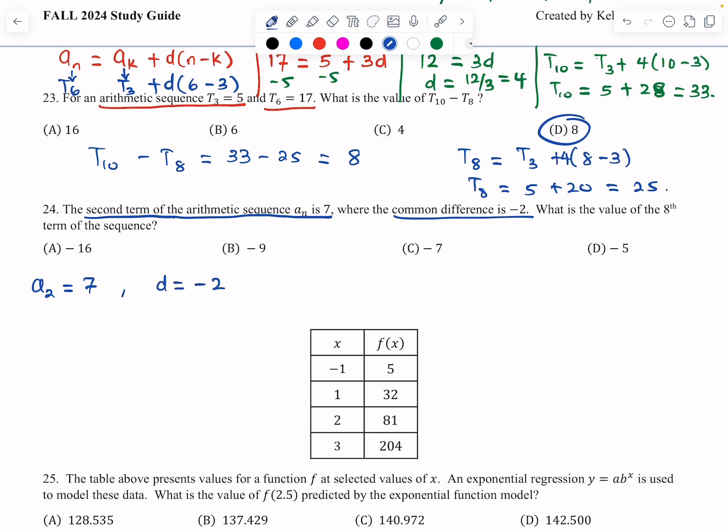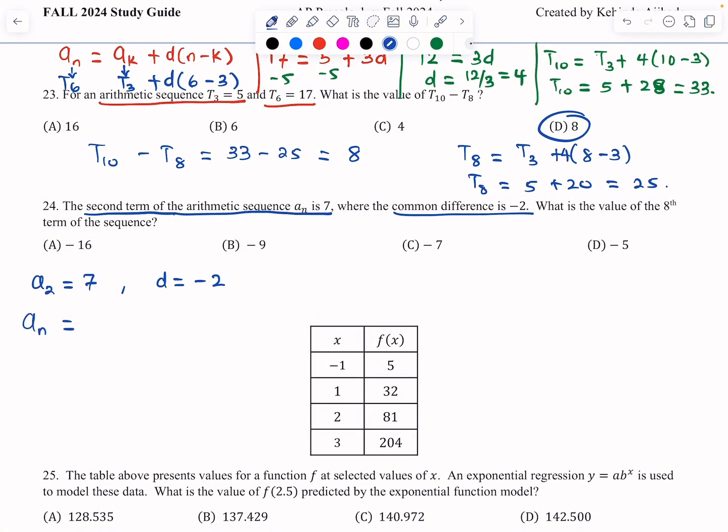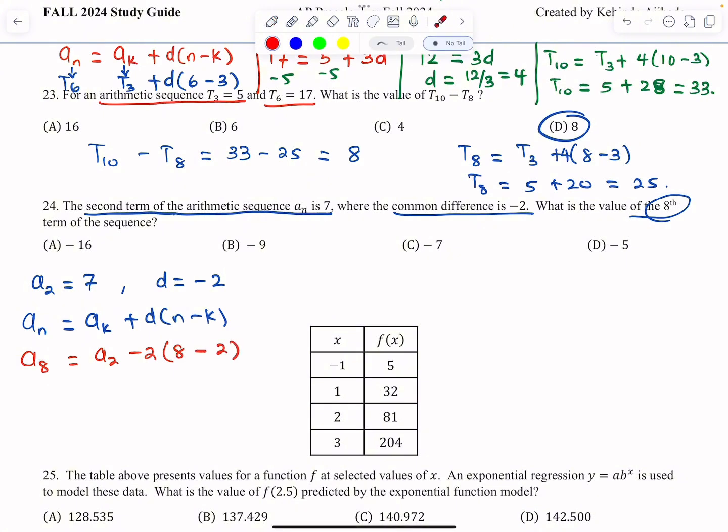And then if you write down the formula we know, my formula is An is equals to Ak plus d into n minus k. And then the question wants me to find the 8th term. So my 8th term, and then my Ak is A2, my d is minus 2, and then my n in this case will be 8 minus my k, which is equals to 2. So don't forget, my n is 8, my k is 2.